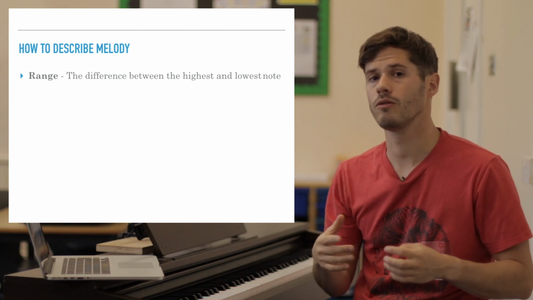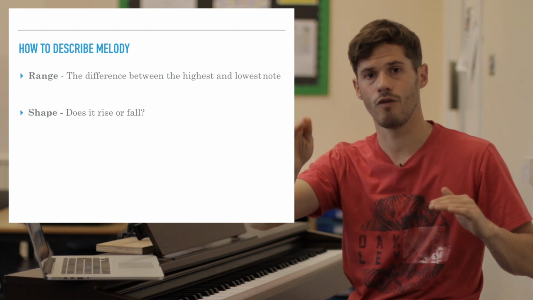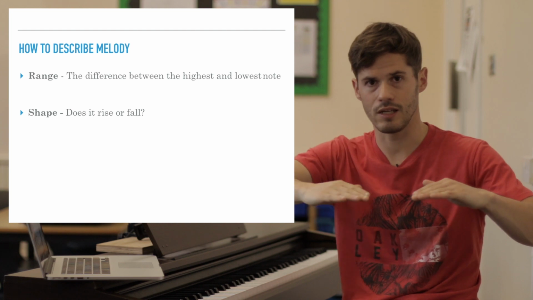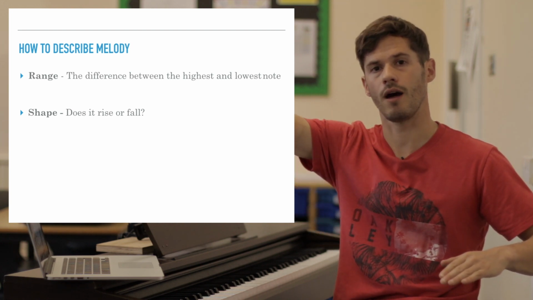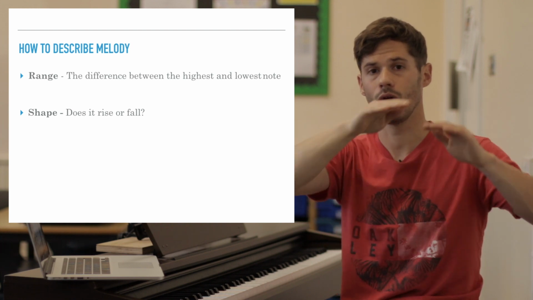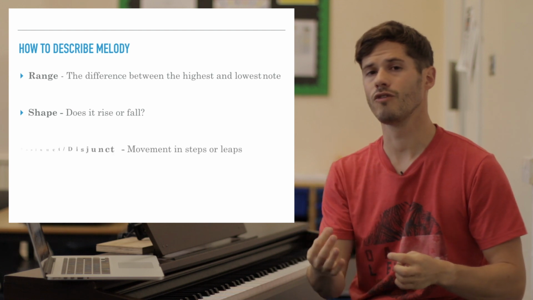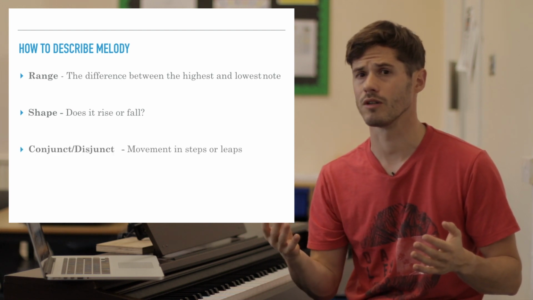Then we'll talk about the shape of the melody. Is it rising? Is it falling? You might have a melody that just stays about the same level, but if you see it going up and up and up, then you can say it's an ascending melody, or coming down, it's descending. Then you've got to ask yourself, is it conjunct or disjunct? Now, what do those words mean?